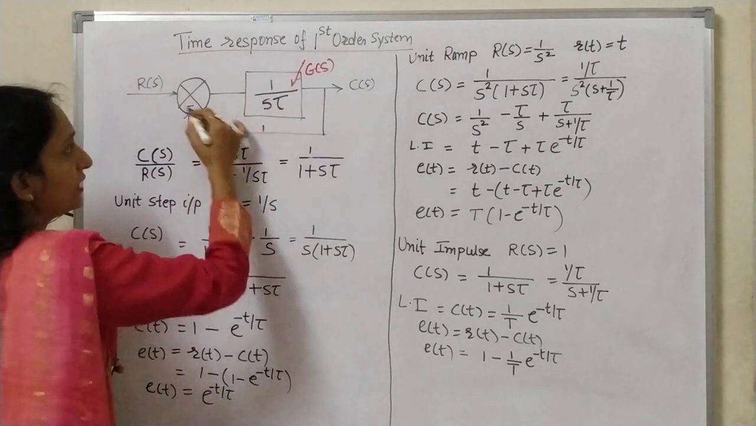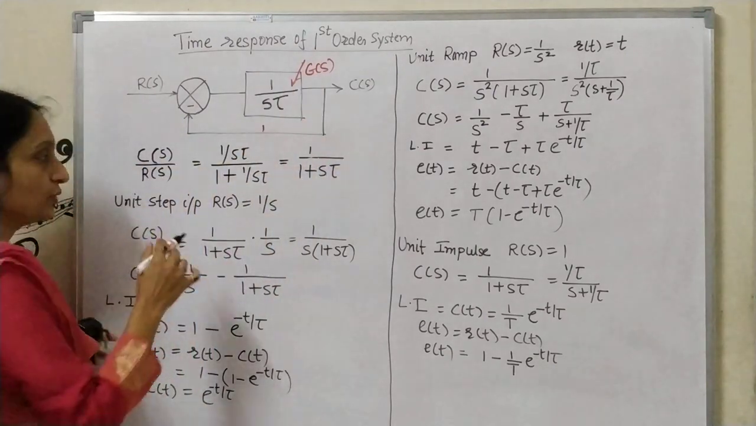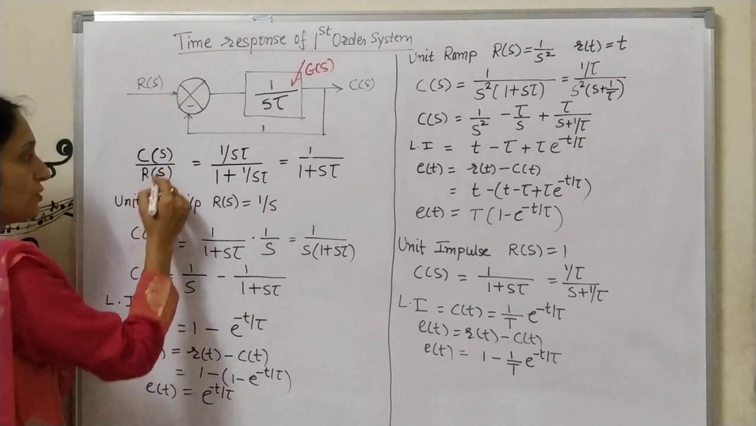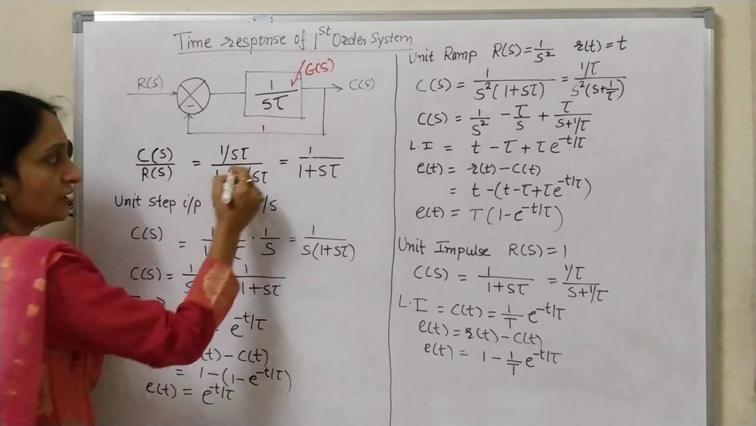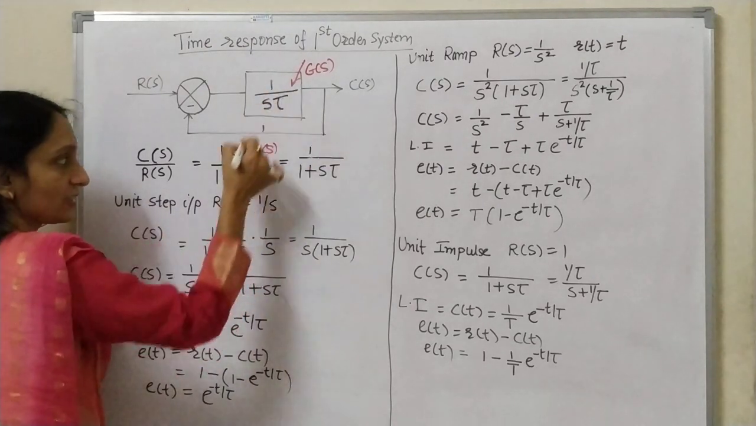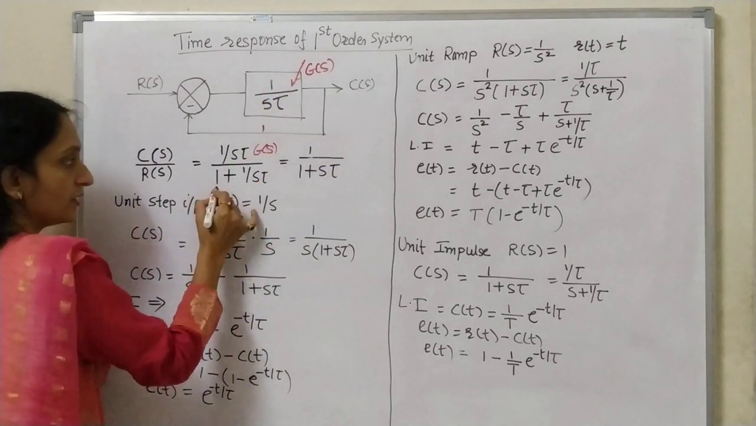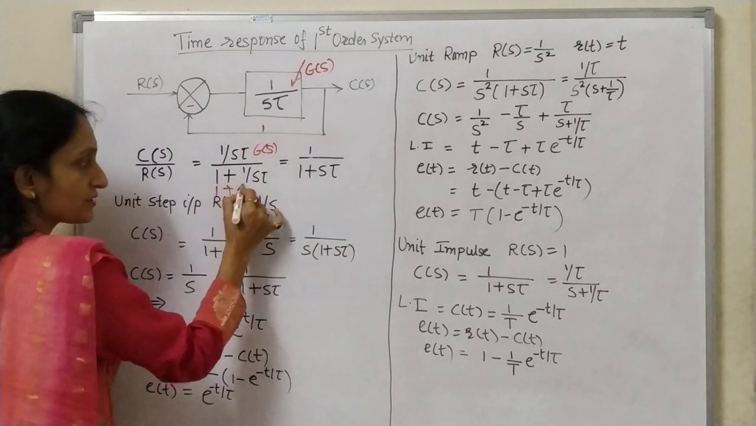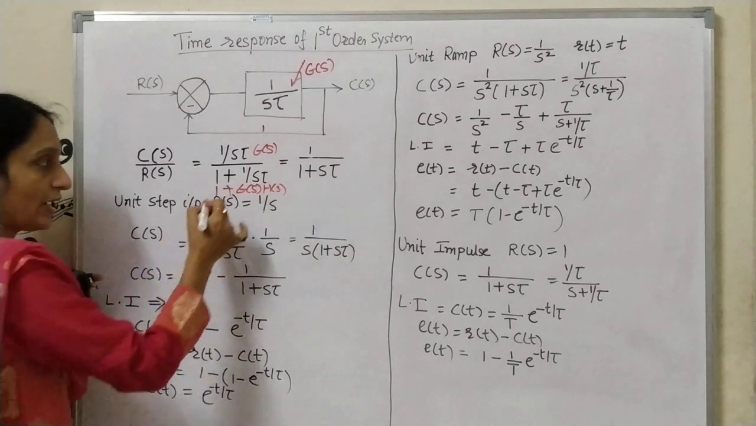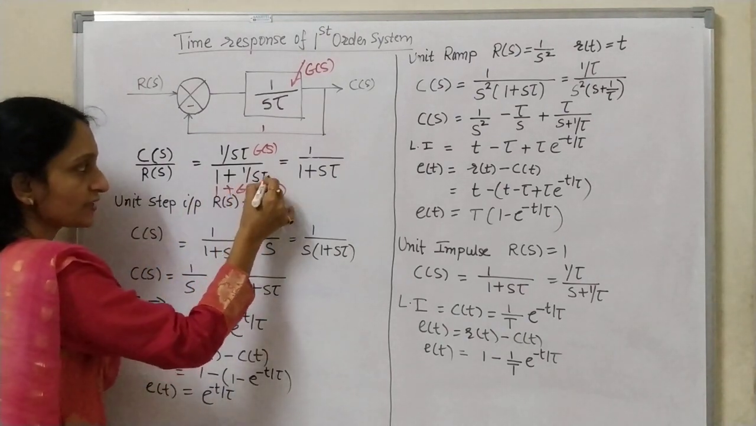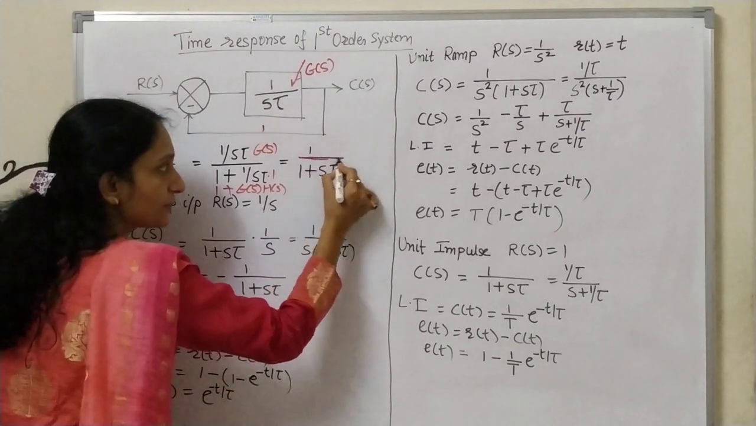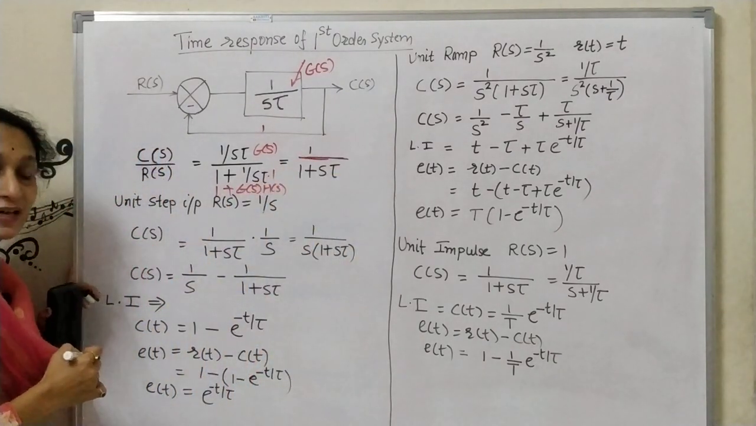Now look at this block diagram. I know how to calculate the transfer function from the given block diagram. This is C of s upon R of s, which is G of s upon 1 plus G of s into H of s. I have substituted G of s here, and H of s is unity. So I got the transfer function as 1 upon 1 plus s tau.